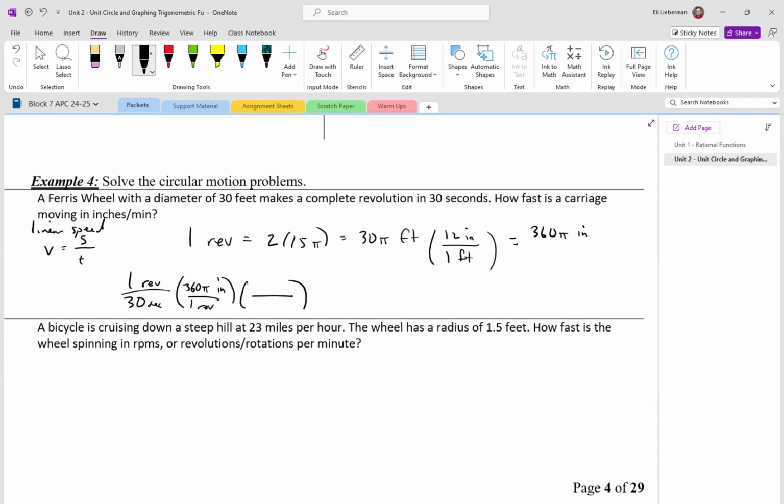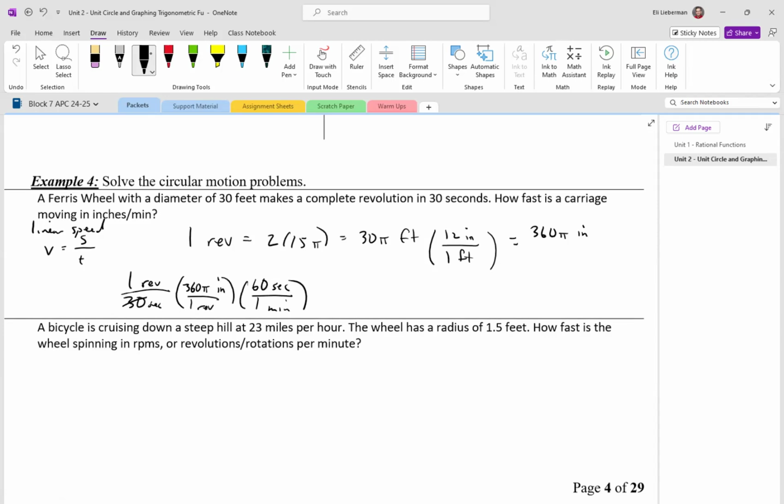And I need to go from seconds to minutes, so I know that 1 minute is equal to 60 seconds. So this was just a little bit of side work to get me through my conversion here. I start with 1 revolution per 30 seconds. I'm trying to get to how many inches per minute.